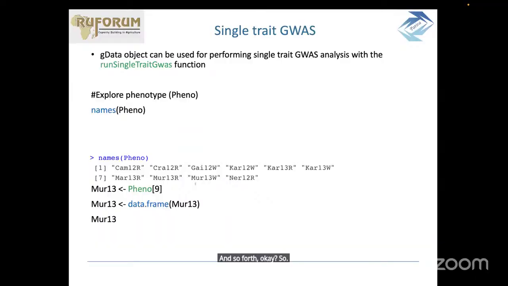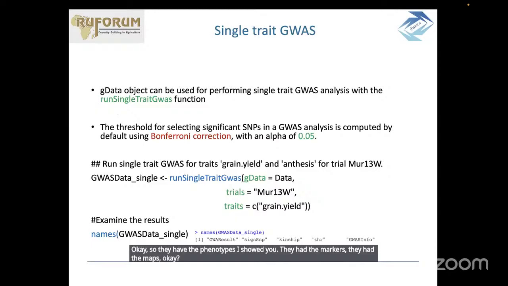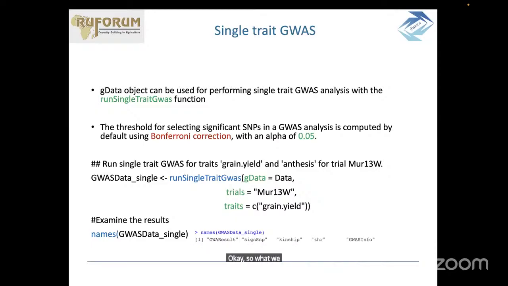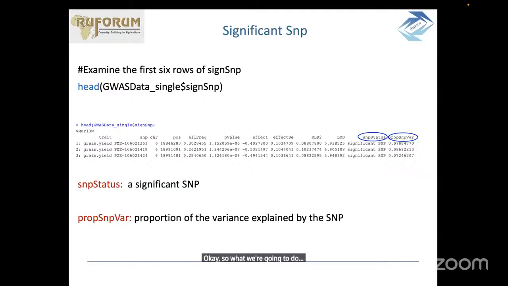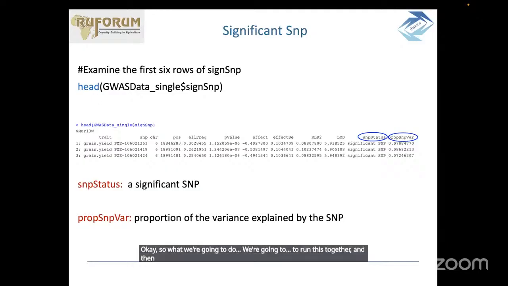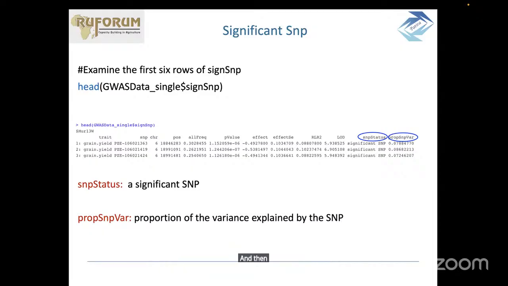So this is their phenotype. They have this phenotype, okay? They have the phenotypes I showed you. They had the markers, they had the maps, okay? So what we're going to do, we're going to run this together, and then we'll see the results, and then after that, we'll get some graphs, okay?